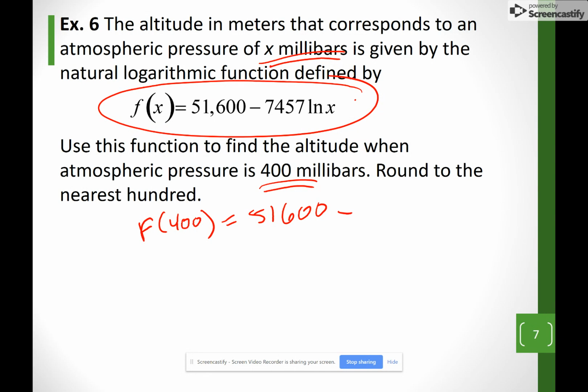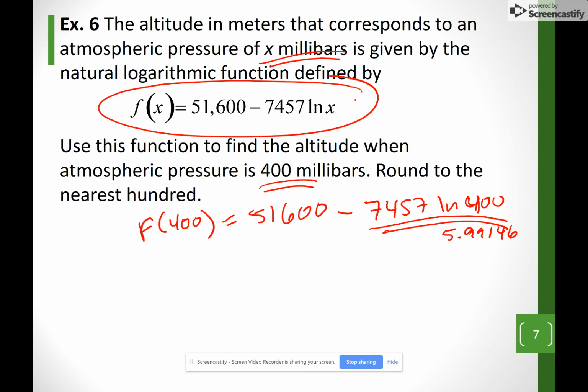Which is 51,600 minus 7,457 natural log of 400. If you can type all this in, by all means do so. If not, look at the multiplication before addition. Find out what natural log of 400 is. So I'm just going to type it in. My calculator's natural log of 400 should give me 5.99146 and some more numbers.